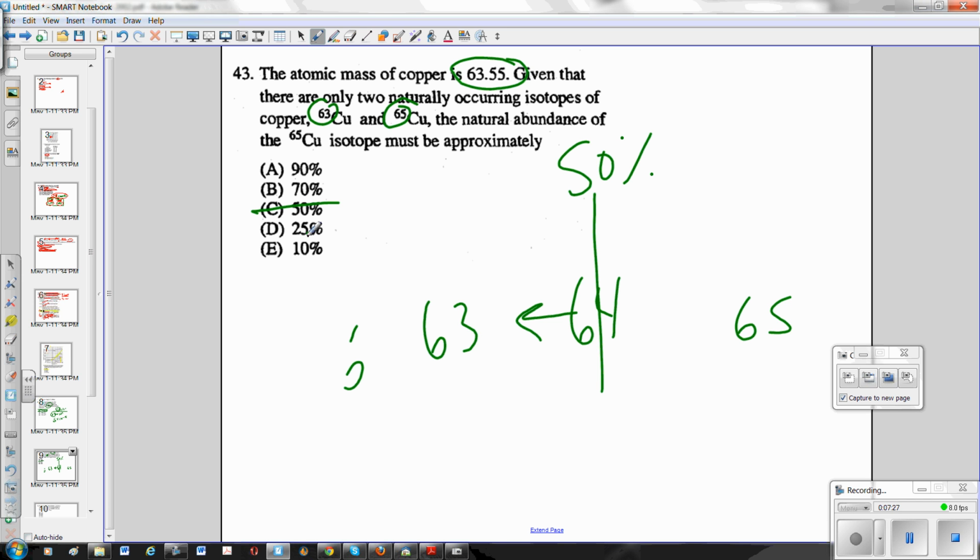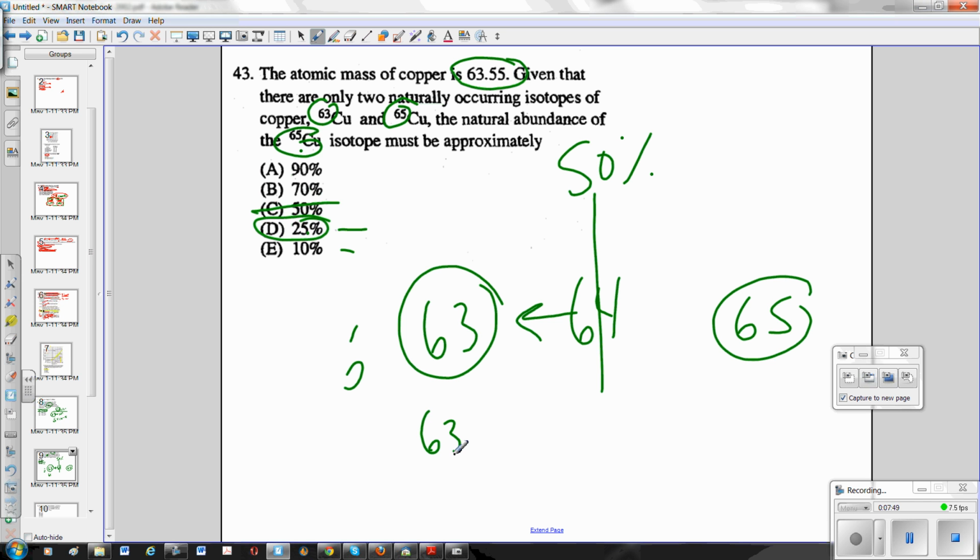It couldn't be 25, because if it was 25%, actually the correct answer is 25% for copper 65. Because it's closer to 63, so 63 must be more abundant. So 65 has to be less, so it has to either be 25 or 10. Or if it was only 10% copper 65, the average would be closer to something like 63.2. You just have to look at it from a mathematical standpoint, that an atomic mass is an average. Whatever number the average is closer to means that one is more abundant.